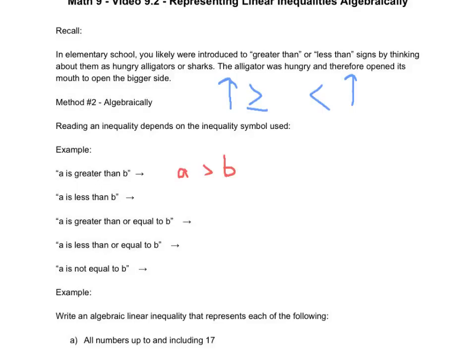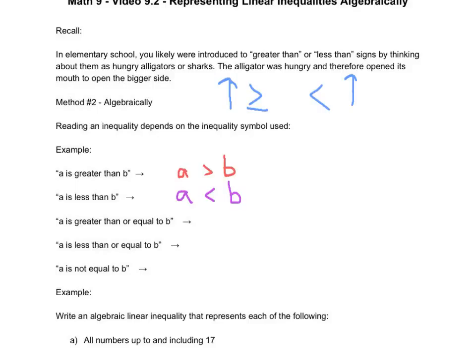Okay. Then we've got A is less than B. Well, that just means that the sign is going to be opposite. So again, you read from left to right, A, and then the sign is less than because it's pointing to the opposite side. It's pointing to the B, or it's opening up towards the B.